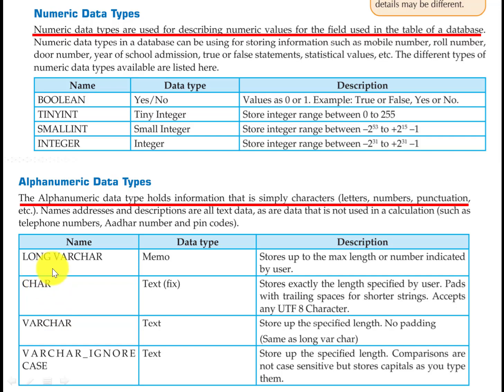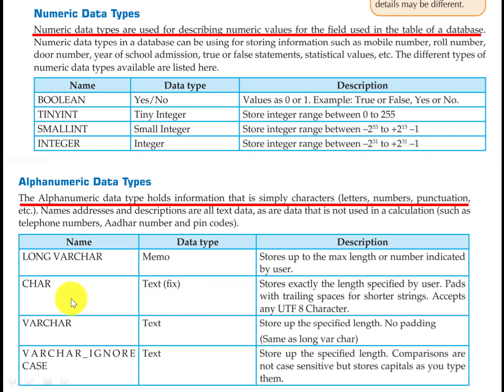So the data type name is long varchar and its type is memo. In the memo data type, we can store up to the maximum length or number indicated by the user. There is no limit to add in the memo. We can write the description in the memo.